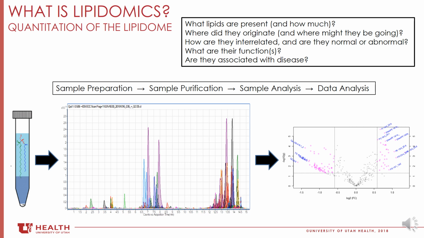Some of the questions that lipidomics asks are: what lipids are present and how much? Where do they originate from? Are they interrelated? Are they normal or are they abnormal? What are their functions and are they associated with disease? While there is no single analytical platform that can fully characterize the highly diverse lipidome, our sample extraction and preparation strategy, coupled with reverse phase UPLC-MS, provides a robust tool to assess the lipid content of any biological system.